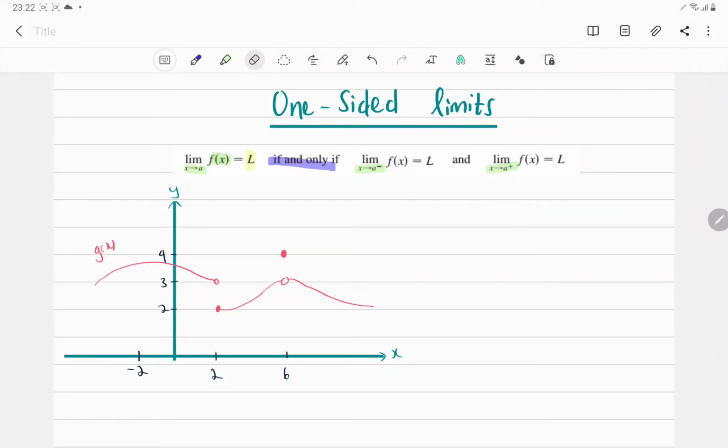So let's look at an example of one-sided limits. If we want to find the limit as x approaches 2 of g of x, we want to find the limit on the left, which is denoted by this sign, and the right. And if they approach the same number, that means the limit exists. Therefore, the limit as x approaches a is going to equal L.